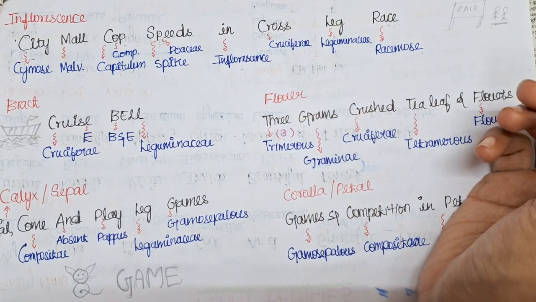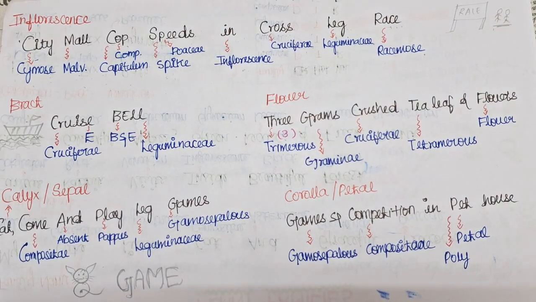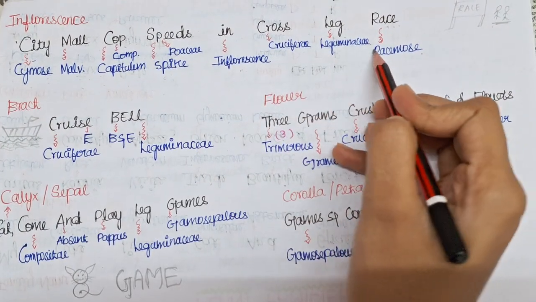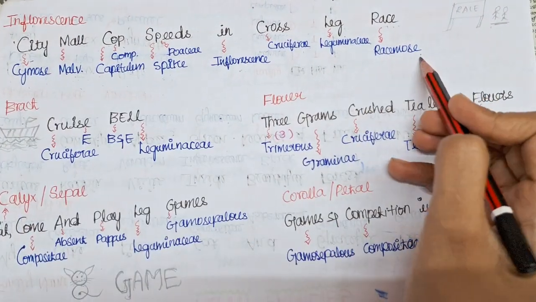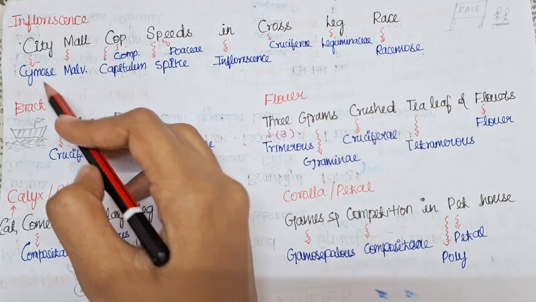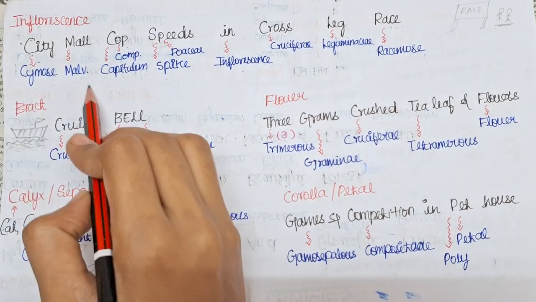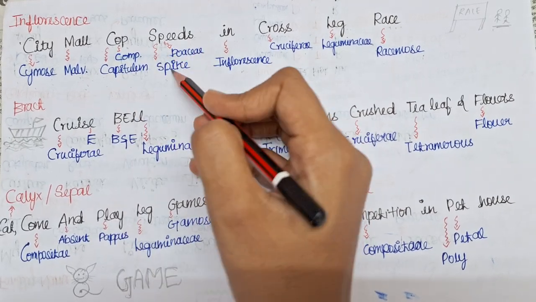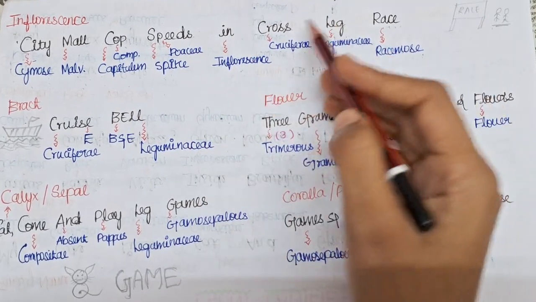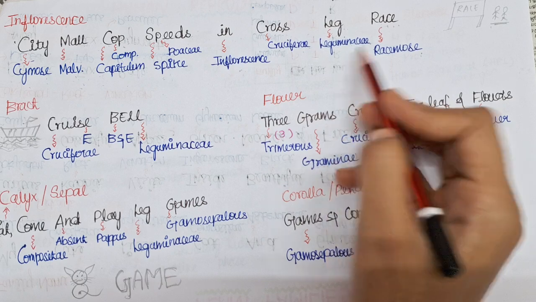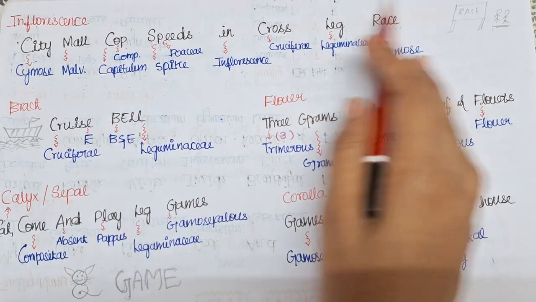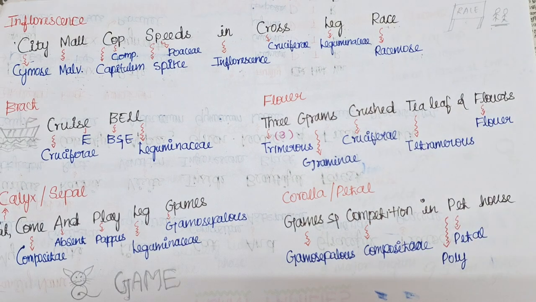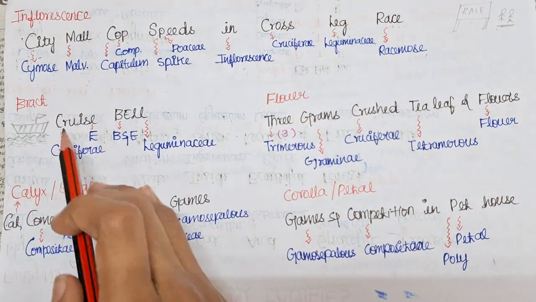Any doubt as of now? So here, in Cruciferae and Leguminosae, you will be seeing the racemose inflorescence. So city mall: cymose and Malvaceae; cop: capitulum and Compositae; speeds: spike and Poaceae; in inflorescence; cross-leg: Cruciferae and Leguminosae, racemose. This is the short trick for inflorescence. I hope it is clear. Race is happening for a cop. Now we will see the next one, bract.